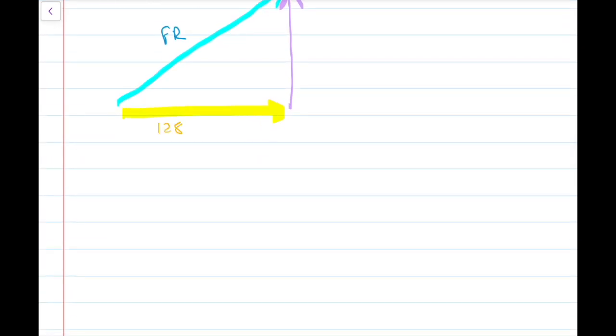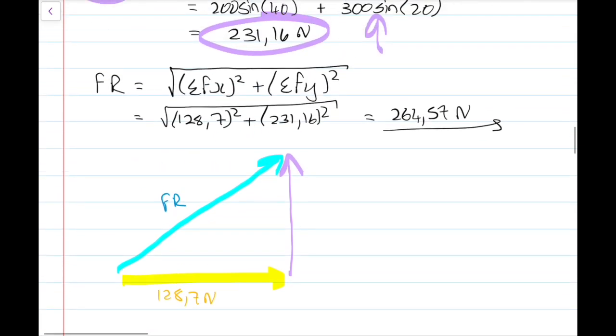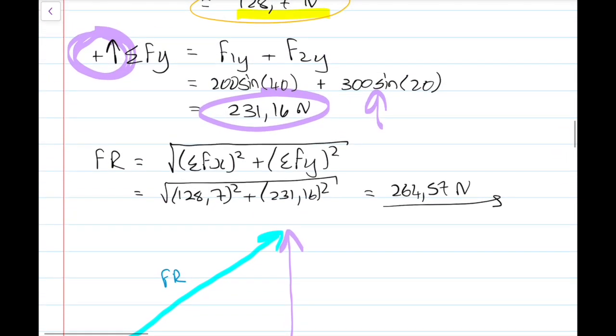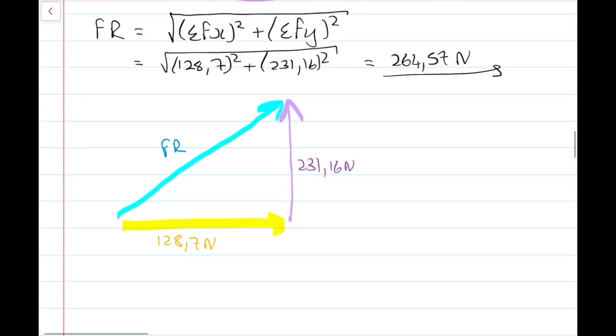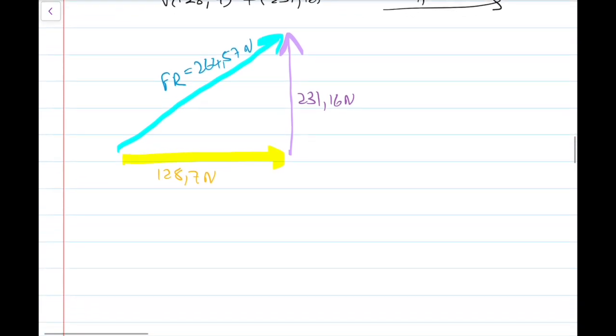That's 128.7 newtons. And then we have the one going up, which is 231.16 newtons. And now our resultant. How do we calculate the resultant? We've done that by Pythagoras, and that made life pretty easy for us. What is our actual resultant? We know our resultant is 264.57 newtons. Let me write that a bit better. 264.57 newtons.